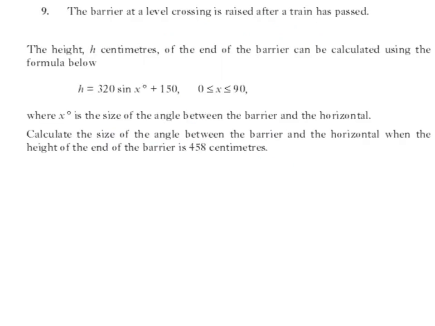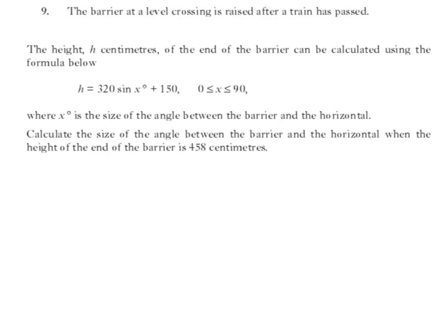Question number 9, and the last one in the calculator section. The barrier at a level crossing is raised after a train has passed. The height h, which is in centimetres, of the end of the barrier can be calculated using the formula h equals 320 sin x plus 150. We are then told that x exists in the interval 0 to 90 degrees, so therefore x is an acute angle. We are asked to calculate the size of the angle x when the end of the barrier is at a height of 458 centimetres.